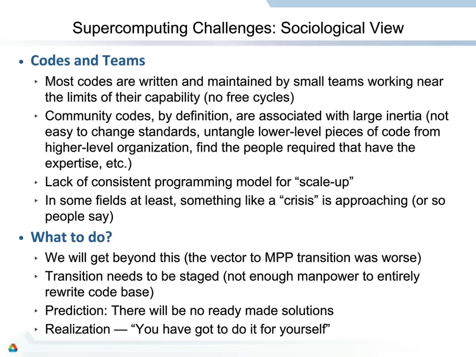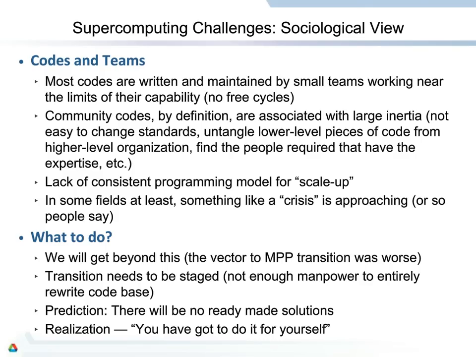So because of all of these things, in some fields, certainly, something like a crisis is approaching, or so people say, right? And I think this is something we have to confront in large-scale computing. So the question then is, well, what do we do about it? So first of all, I think I'm an optimist. I don't think that the situation is dire, but I don't think it's disastrous.